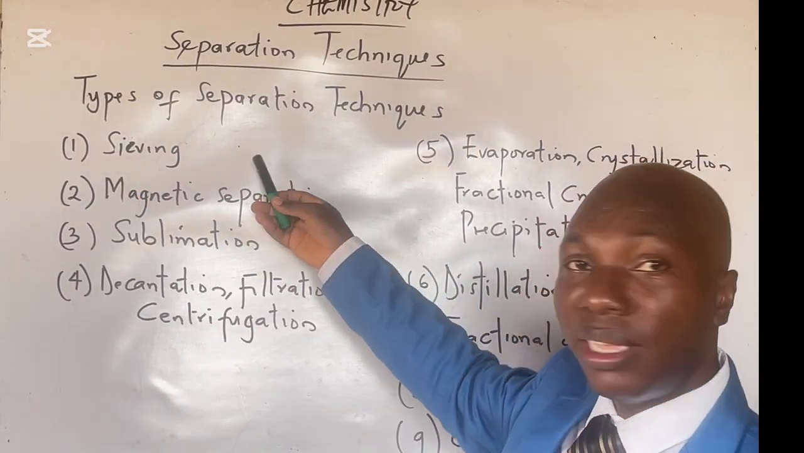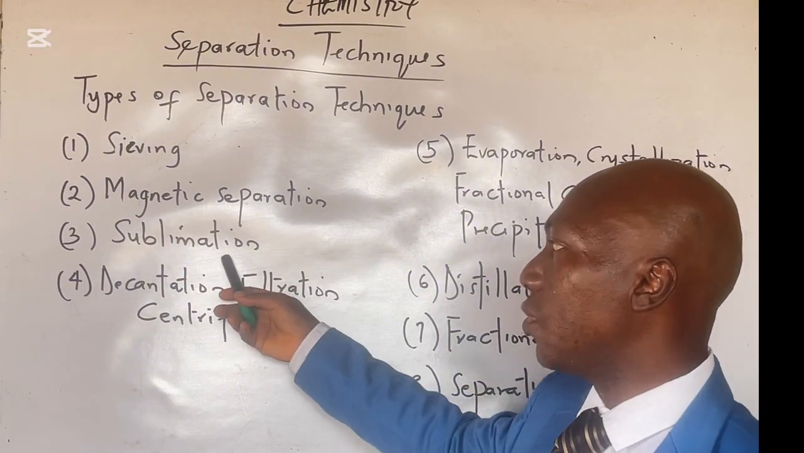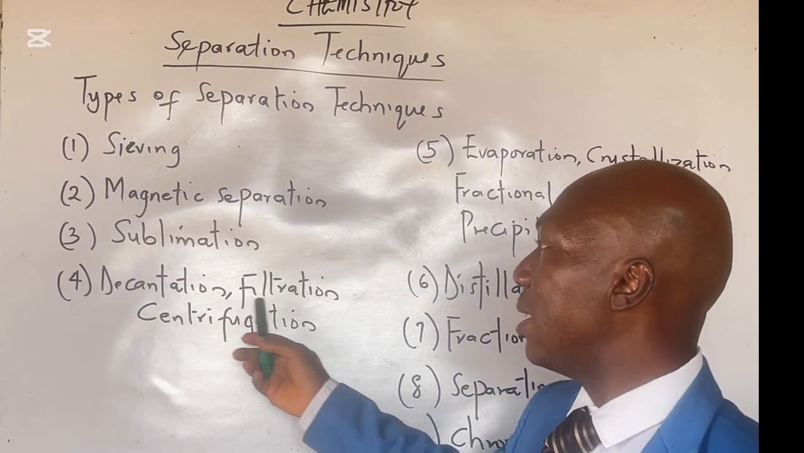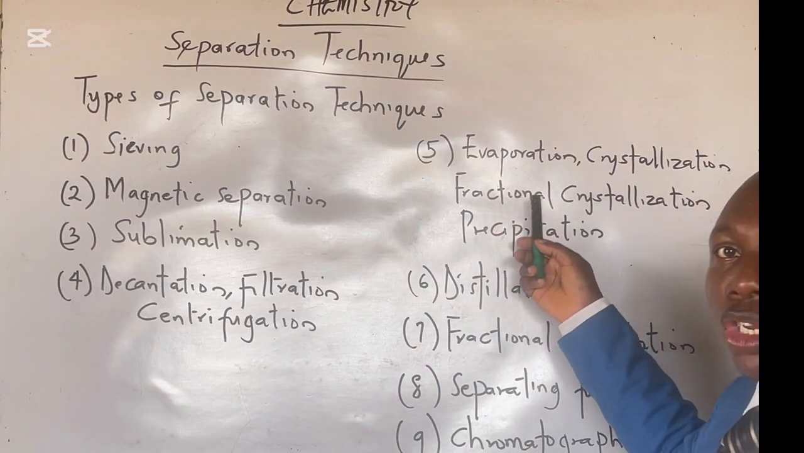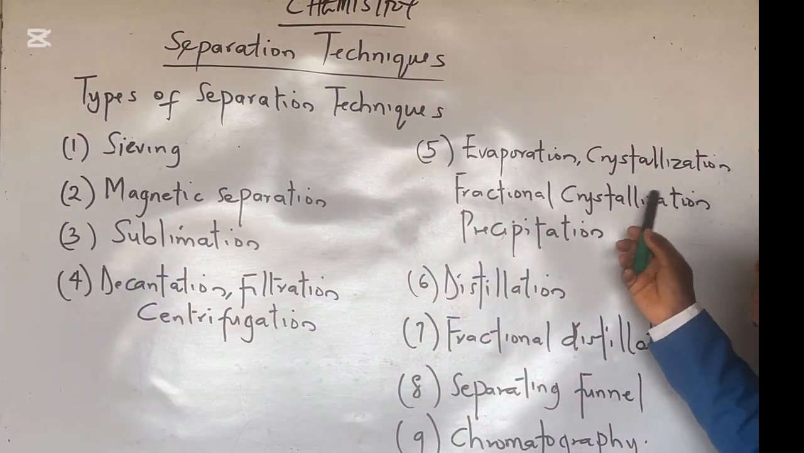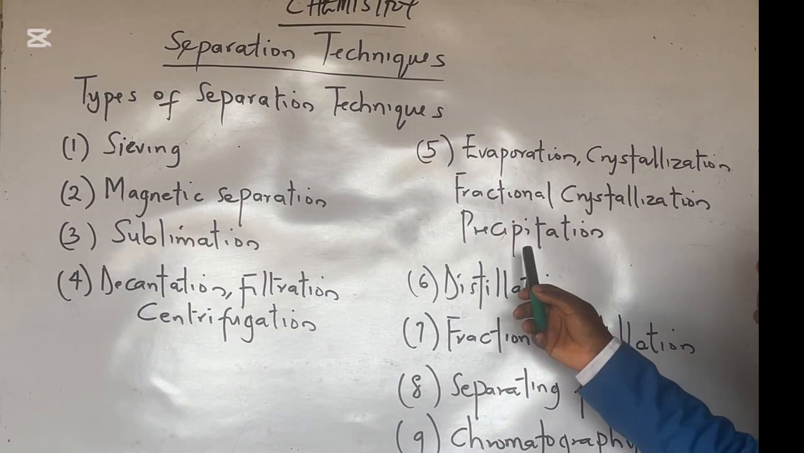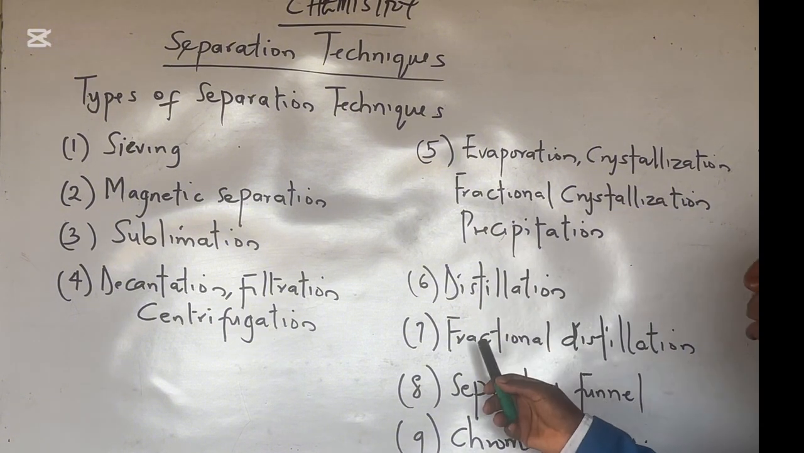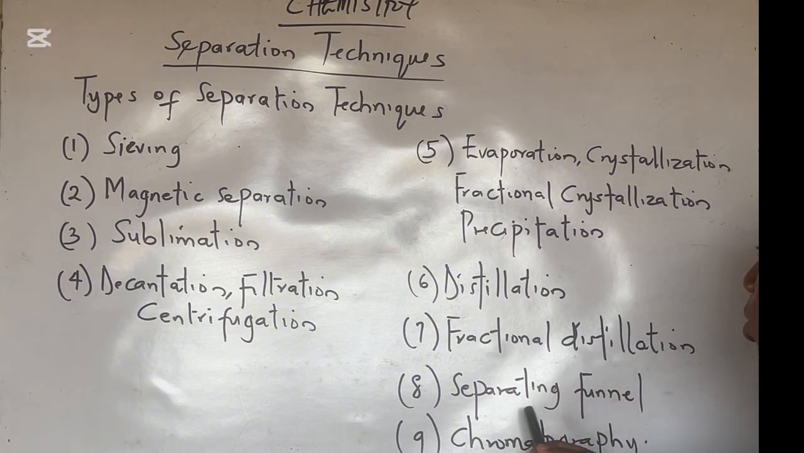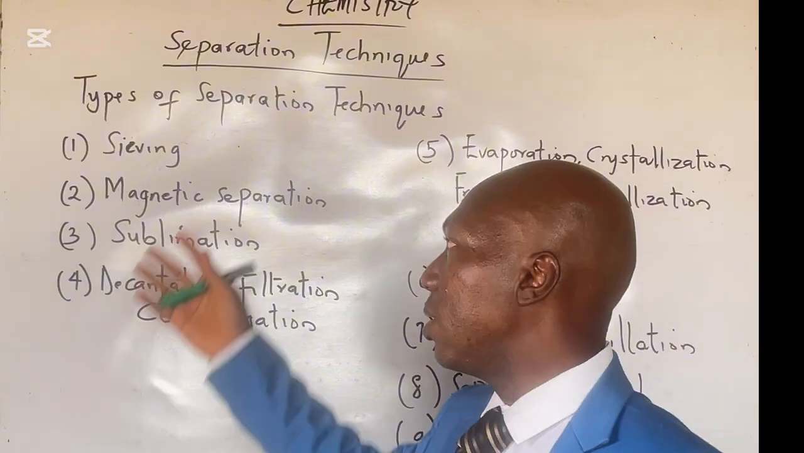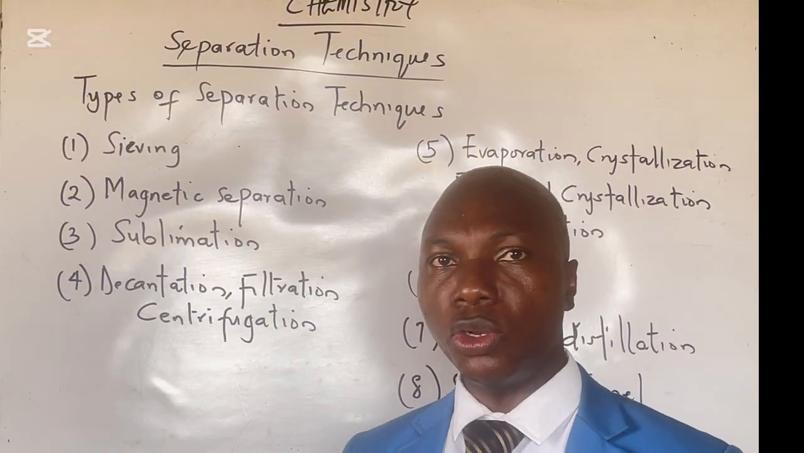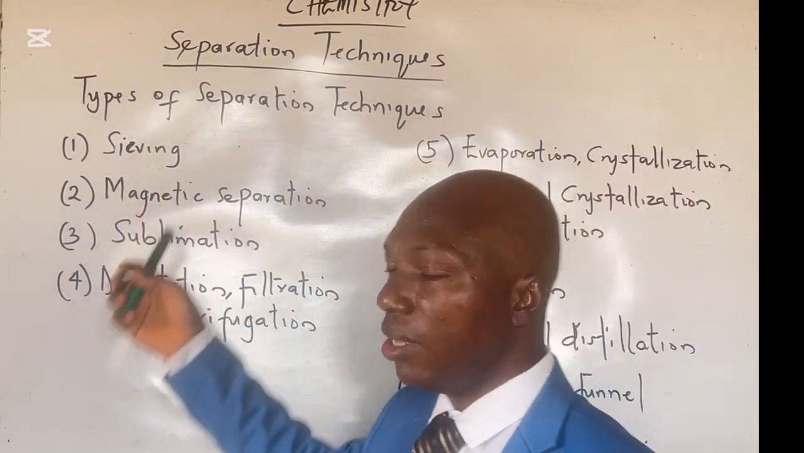We have sieving, magnetic separation, sublimation, decantation, filtration, centrifugation, evaporation, crystallization, fractional crystallization, precipitation, distillation, fractional distillation, separating funnel, and chromatography. We want to see how we use these separation techniques in separating mixtures. The first one is sieving.